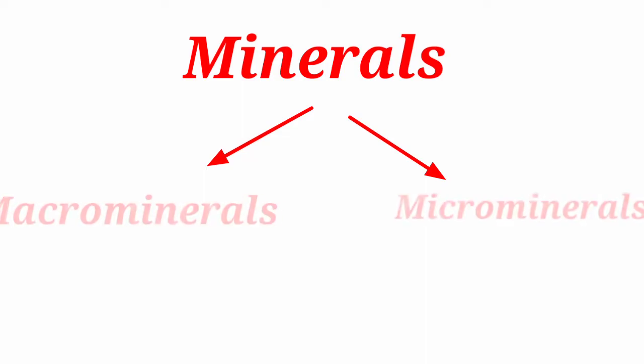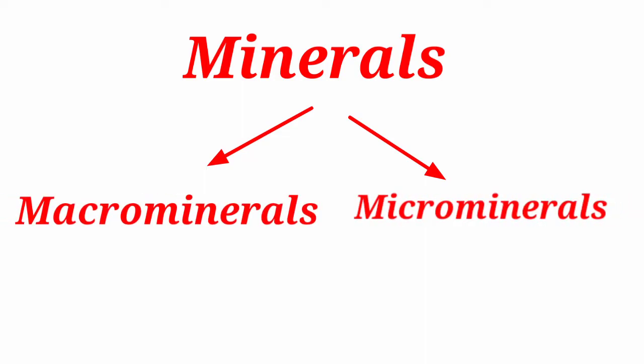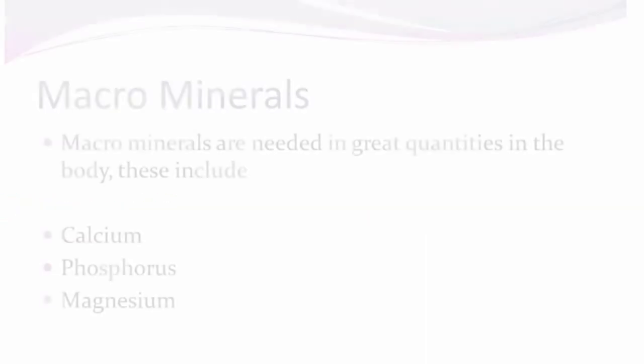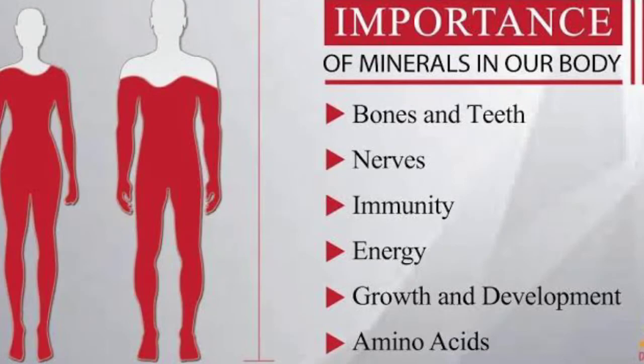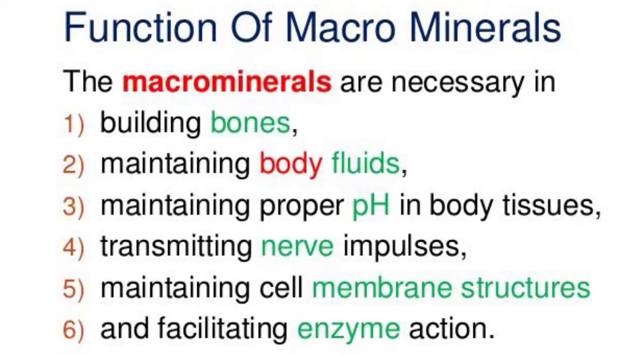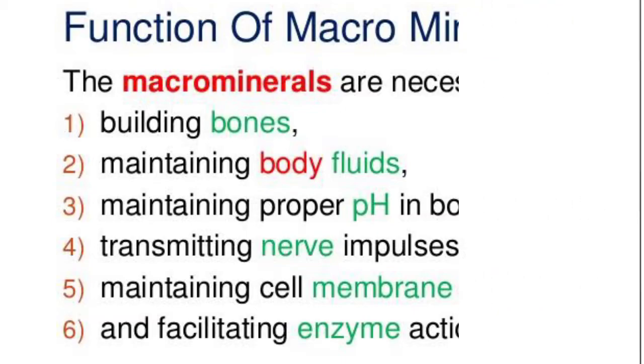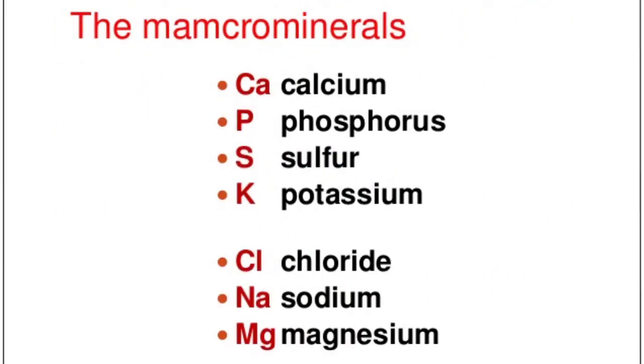Minerals are also classified in two kinds, that is macrominerals and microminerals. Macrominerals, our body needs these minerals in moderate amounts. There are various functions of the macrominerals in our body. These minerals are necessary in building bones, maintaining body fluid, maintaining cell membrane structure and many more. See the examples of the macrominerals.